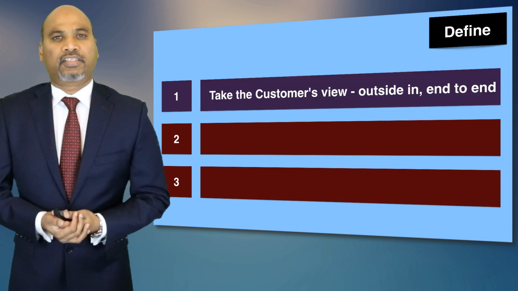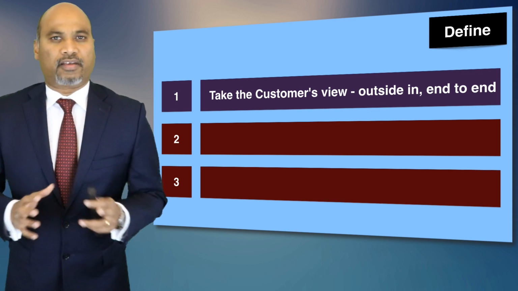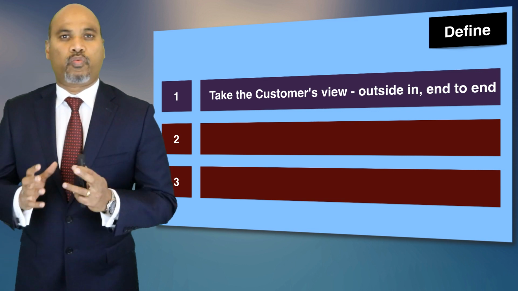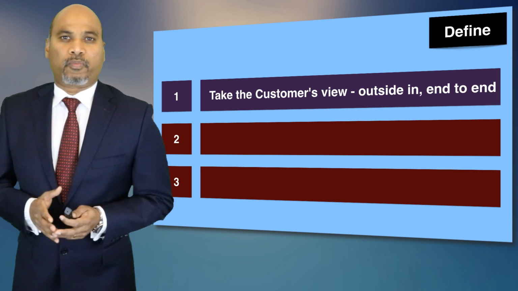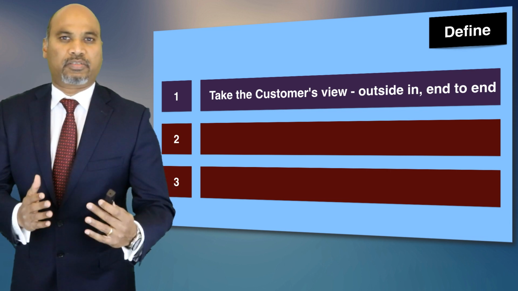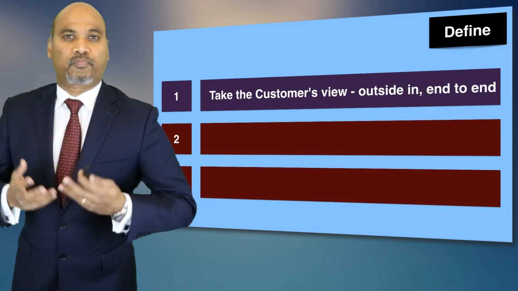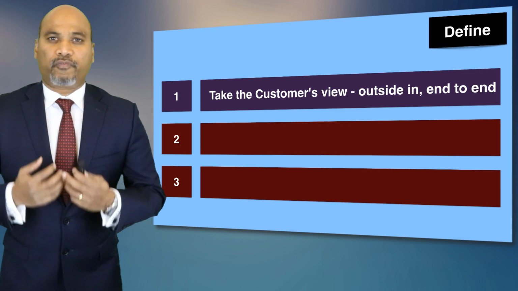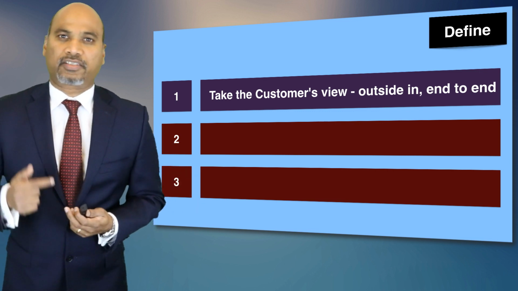So the first thing, take the customer's view outside in and end to end. So this is the first thing. Whenever you want to approach a problem, try to solve a problem, look at the problem from the customer's view, from the viewpoint of those who want that problem to be solved, and from the viewpoint of those who would get benefited when that problem gets solved.